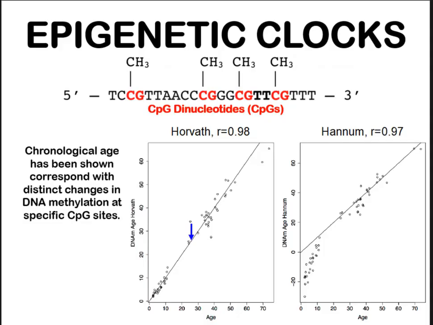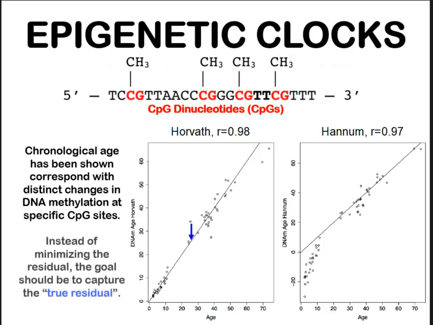This is an example of a different clock by Hannum et al. This has 71 CpGs, not the same CpGs as the Horvath clock. Again, you get this really strong pattern. Some of you might notice this part. Steve Horvath actually adjusted for this exponential increase before development, but still in adults, it seems to be a very good age predictor.